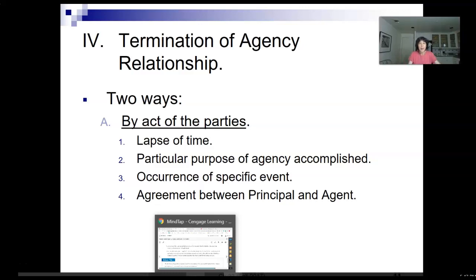For the class, we're going to finish up with chapter 33. This is part 3, and in this part 3, we will talk about the termination of an agency relationship. There are 2 ways an agency may terminate.